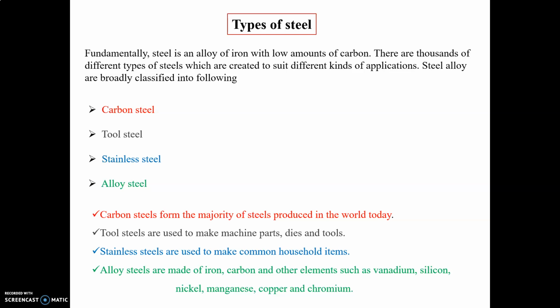Tool steels are used to make machine parts, dies, and tools. Stainless steels are used to make common household items. Alloy steels are made of iron, carbon, and other elements such as vanadium, silicon, nickel, manganese, copper, and chromium.